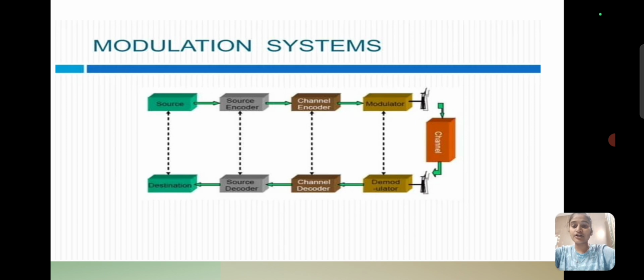So here is the modulation system, how the modulation is going. First is the source, and that is carried through the source encoder, channel encoder and modulator. This modulated signal is carried to the channel, and the channel gives it to the demodulator, where the signal is demodulated and decoded. The demodulator gives it to the channel decoder, and it is carried through the source decoder to the destination.